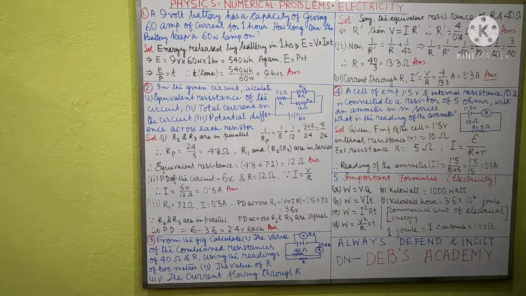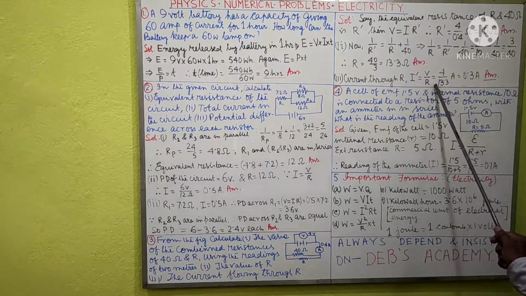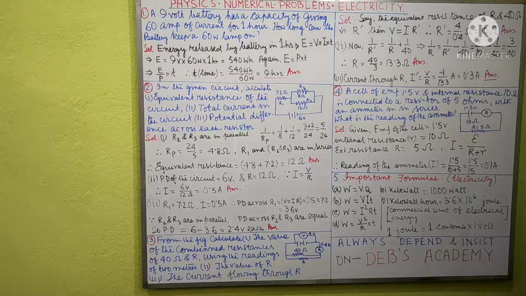And current through R will be I dash equal to V by R, that is 4 by 13.3, that is 0.3 ampere. Next, question 4.